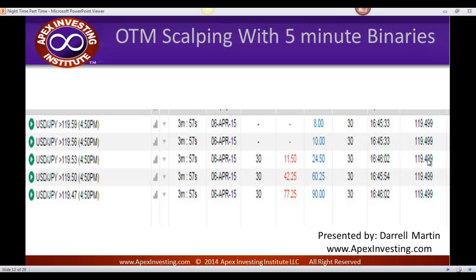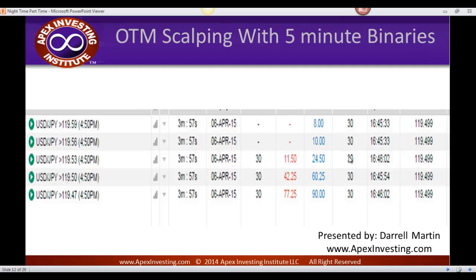So what does that mean? It means it's out of the money, right? Because remember, at the money would mean the market's right at 119.53. It's at the money. Okay? Out of the money means now the market's got to move to get up there. So what's it priced at if I wanted to buy it? $24, right? And I've got 3 minutes and 57 seconds to go till expiration.